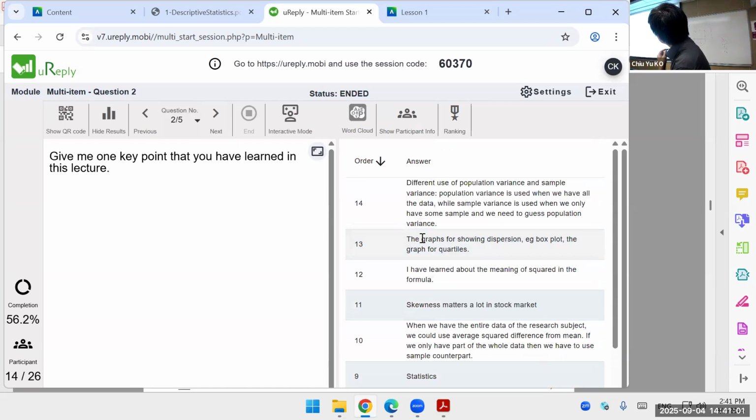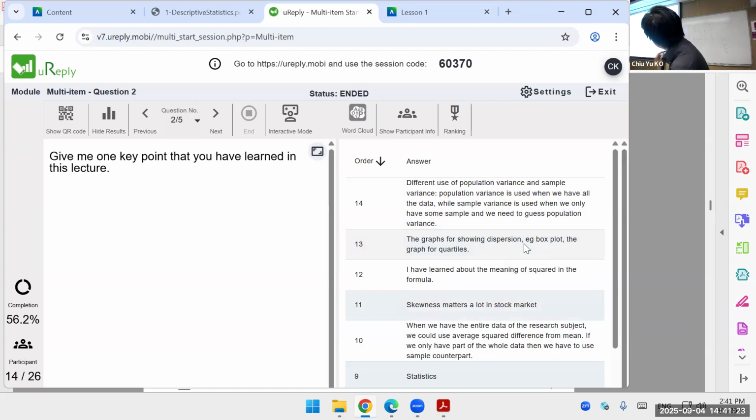Next. The key point, yes, the population variance and sample variance are different. If you are looking at census data, the population would be used. But if you are collecting data from somewhere else and then you use that data to guess what's going on, then it will be the sample one. Okay.